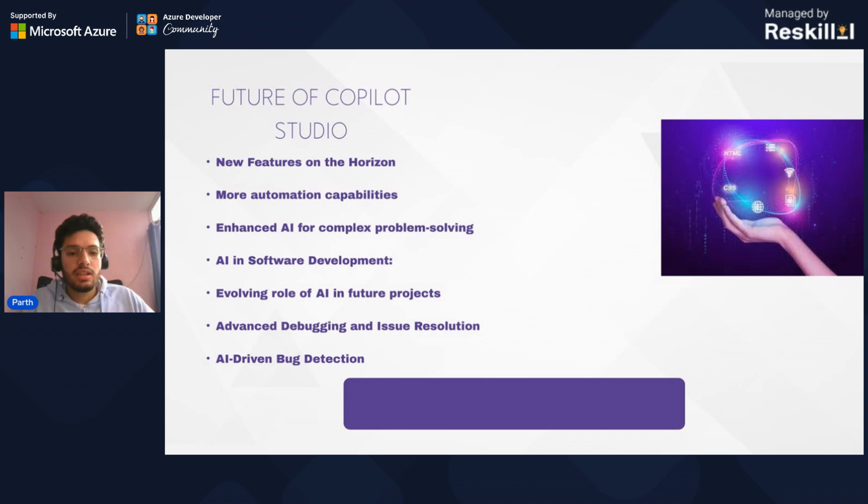All right, so now we can discuss some future scope of Copilot Studio. First of all, we have new features on the horizon. There are plenty of features that are going to come to Copilot Studio, like security enhancement. It's going to enhance the security even further. It is probably going to predict the errors you're going to make in the code if you are using some wrong practices. There are very insane features up on the horizon for Copilot Studio.